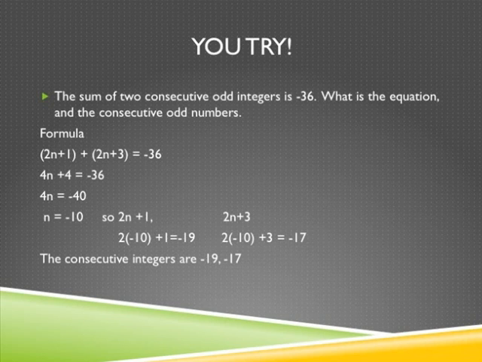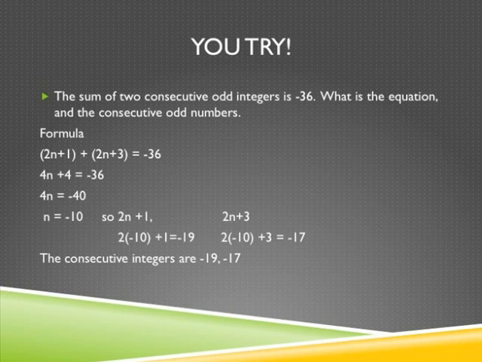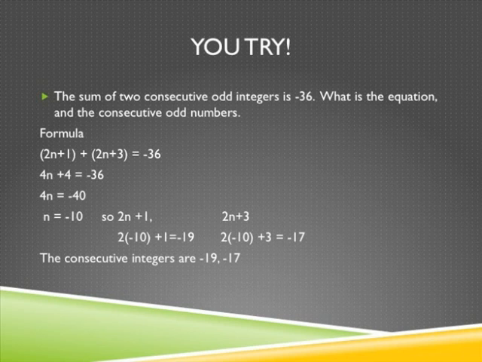So, plugging negative 10 back into each consecutive formula for integers, we get 2 times negative 10 plus 1, which equals negative 19. Then we get 2 times negative 10 plus 3 equals negative 17. The consecutive integers are negative 19 and negative 17.